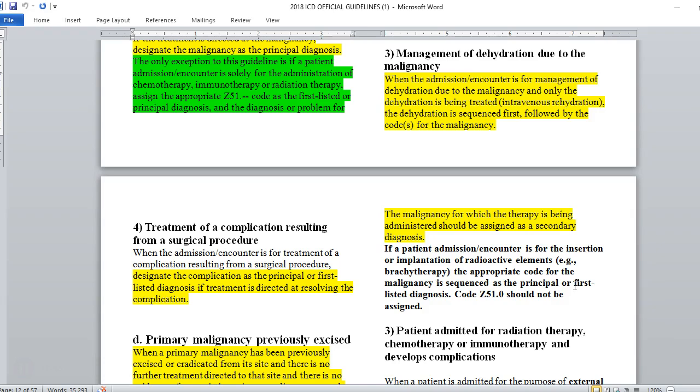So again, this is why I always tell you guys we need to remember that there is a guideline. We don't need to memorize these guidelines, but when you start seeing these complications of malignancies, this should give you a good indication: let me go back and check my guidelines to see if there's something more specific I have to do.